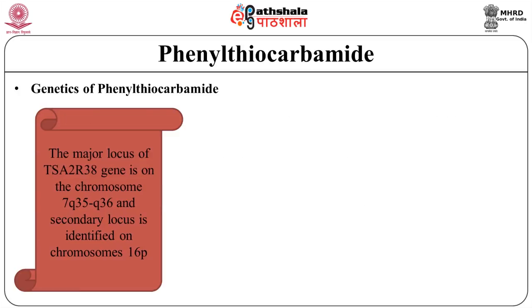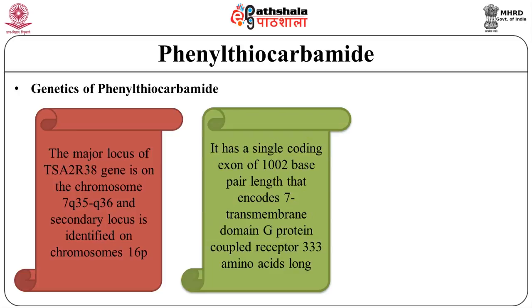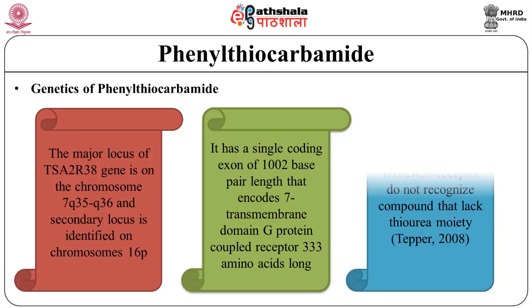The major locus of the TAS2R38 gene is on chromosome 7, arm q, region 35 to q36, and a secondary locus is identified on chromosome 16p. It has a single coding exon of 1002 base pair length and encodes a 7 transmembrane domain G protein coupled receptor, 333 amino acids long.